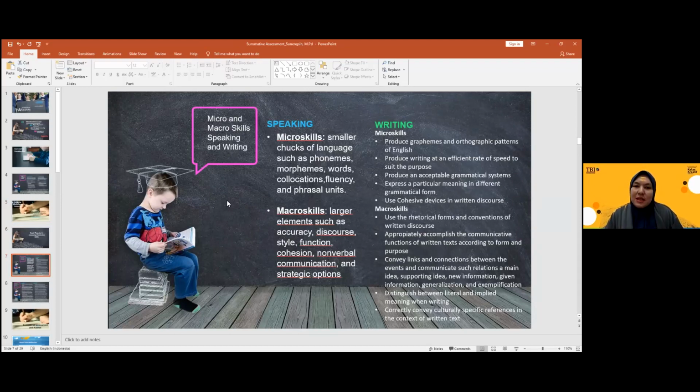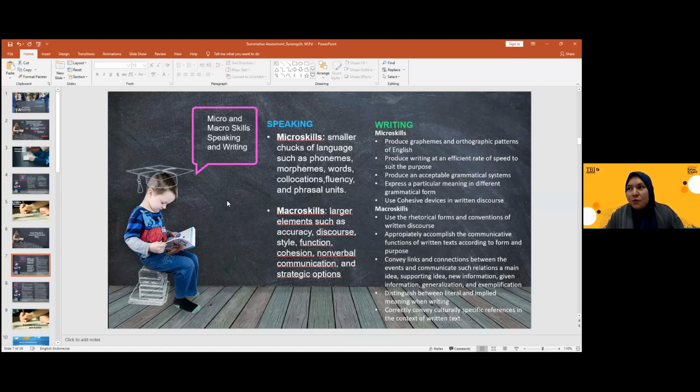So what are micro skills? Micro skills are smaller chunks of language. So this is a focus on language, smaller chunks of language like phonemes, morphemes, words, collocation, fluency, and phrasal units. So what are phonemes, Bapak Ibu? Phonemes are the smallest sound units in a language that are capable of conveying a distinct meaning, such as the S of song or the R of rain.